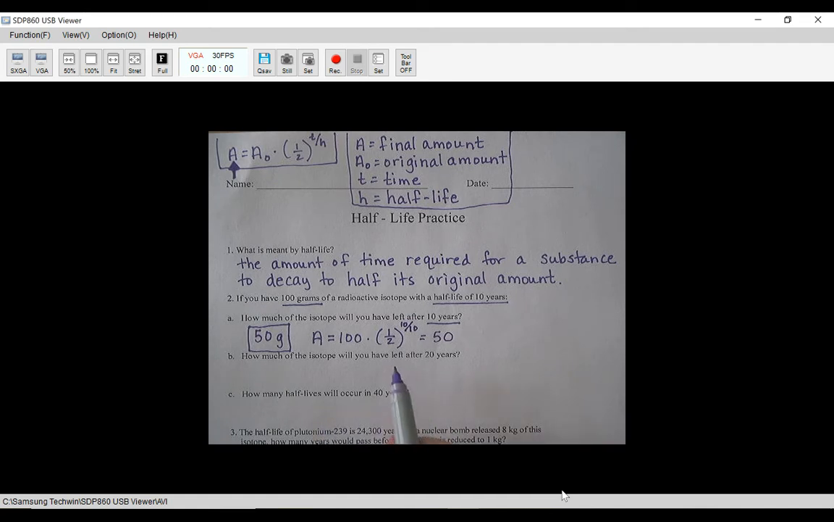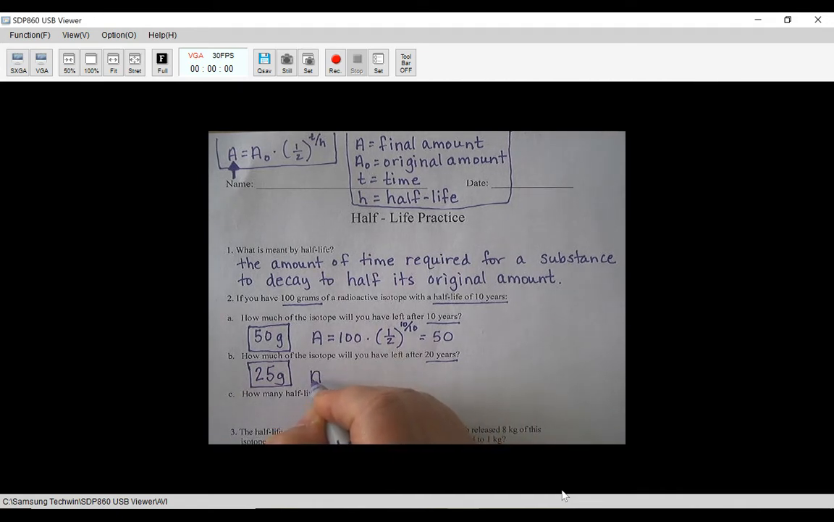How much of the isotope will you have left after 20 years? Well, after 20 years, that's another 10 years, so it's going to halve again. And half of 50 grams is 25 grams. So you could just logically figure this out.